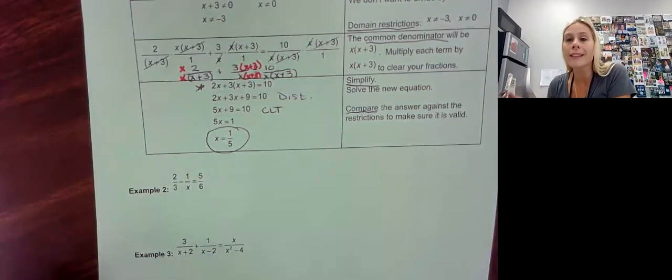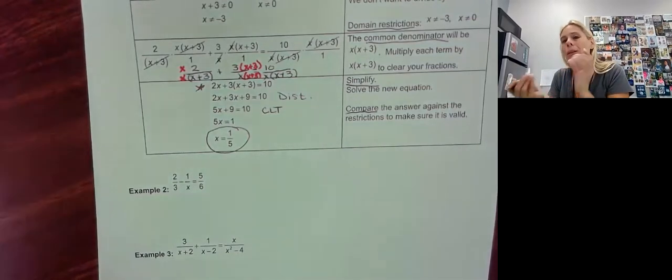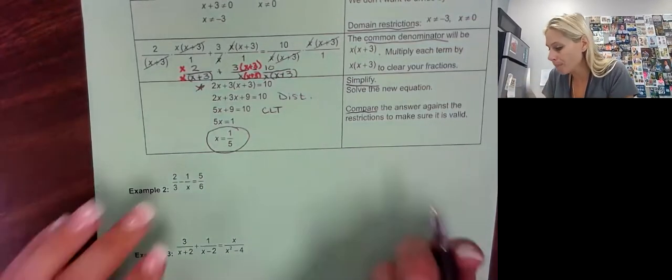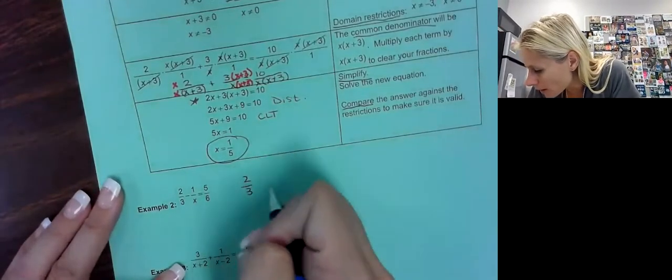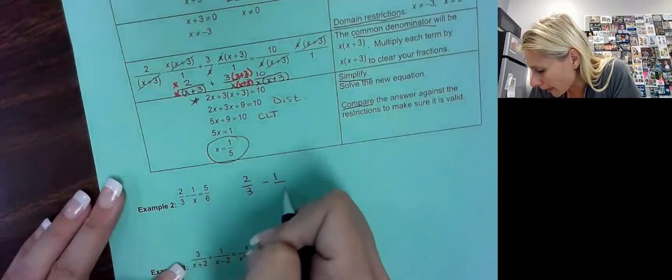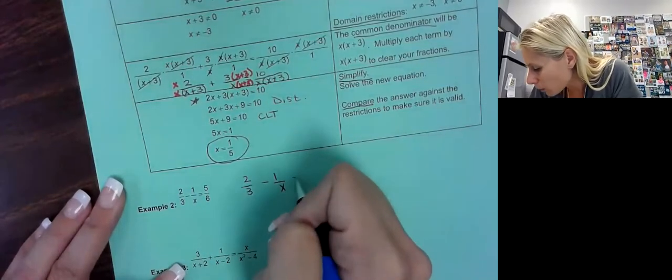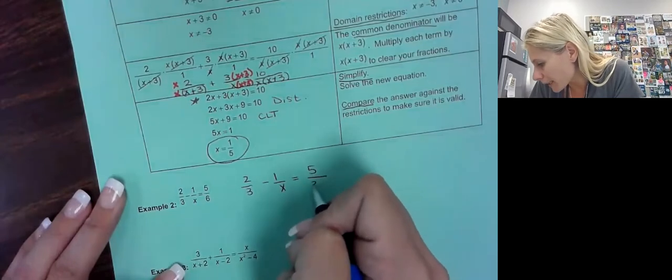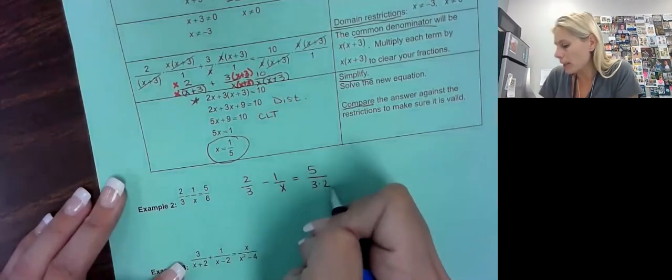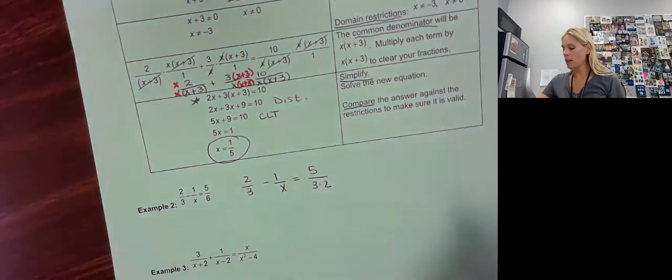Now I know none of this looks factorable, but I am going to break down that 6 because I know it has a connection with that 3. So I have 2 over 3 minus 1 over x equals 5 over, and let's think of that 6 as 3 times 2. And that will help us better see what we're missing.